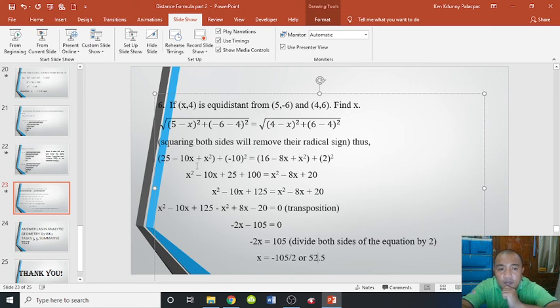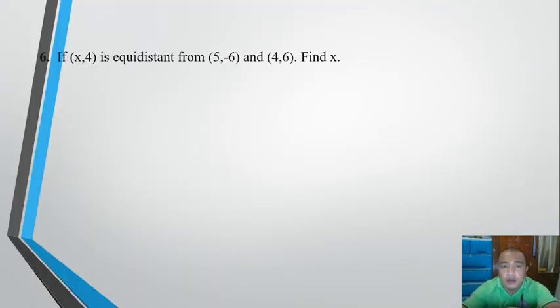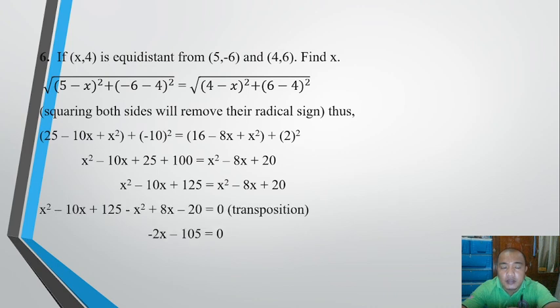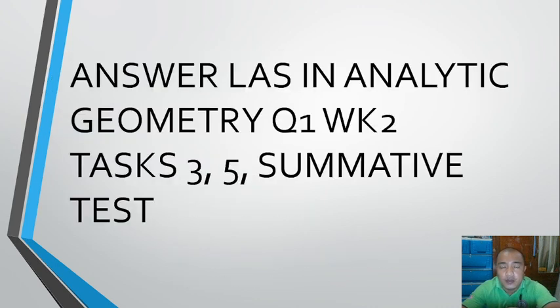Okay? So that negative 6 minus 4 squared is negative 10 squared, which is 100. So it should still be plus, right? 125. No, that's correct. Let's proceed. So for number 6, x equals 52.5. So that ends our lesson on distance formula part 2.